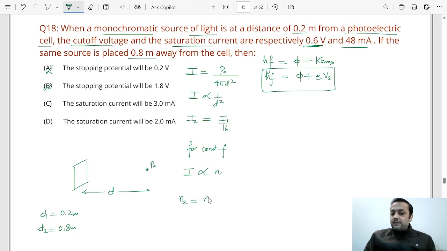So we can say that n2 will be n1 by 16. Hence the total number of photons falling per second will go down by a factor of 16, which means we can say that the number of electrons emitted will also go down by a factor of 16.